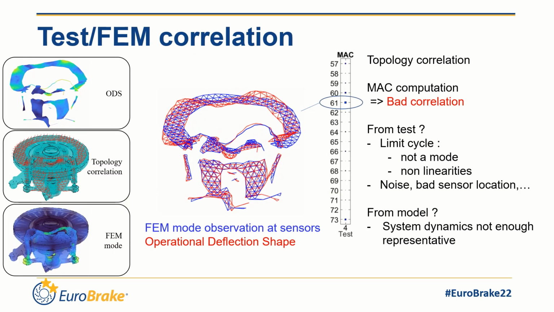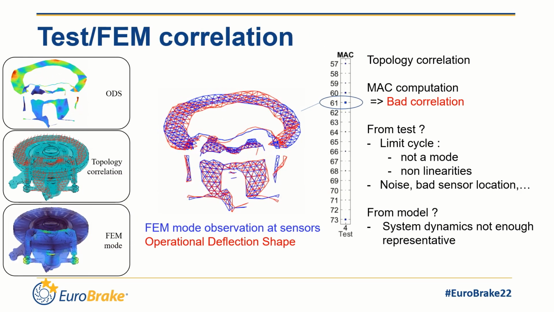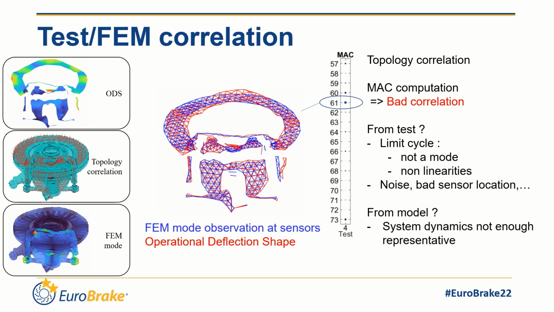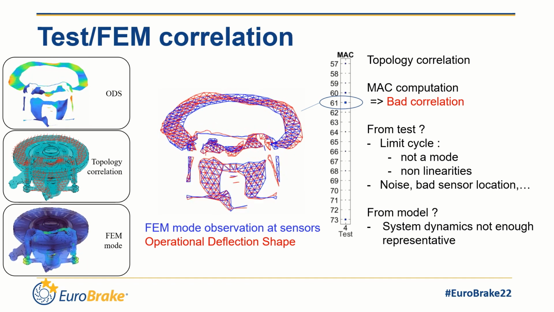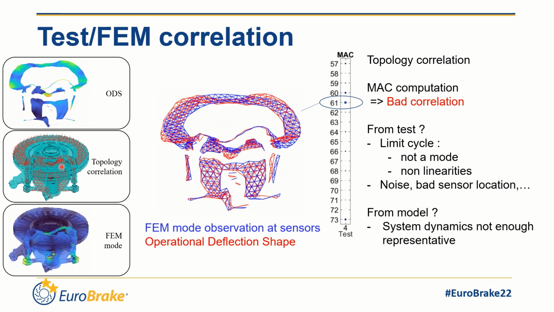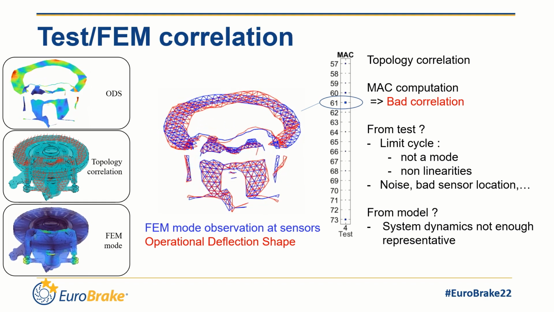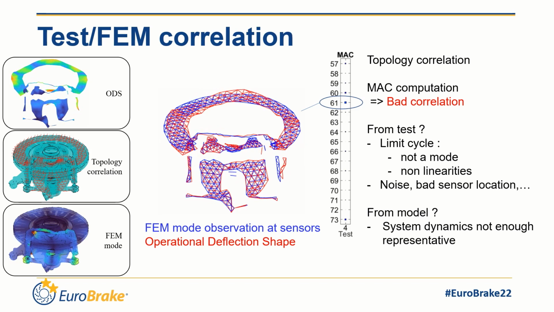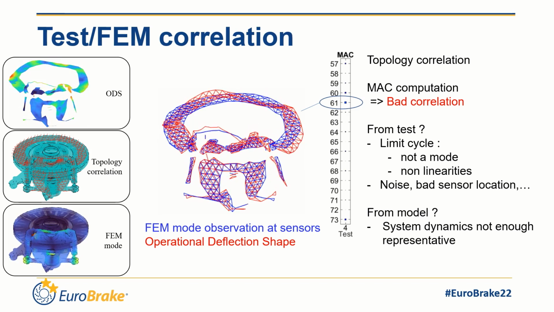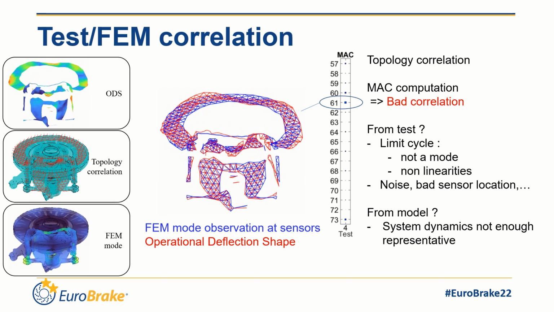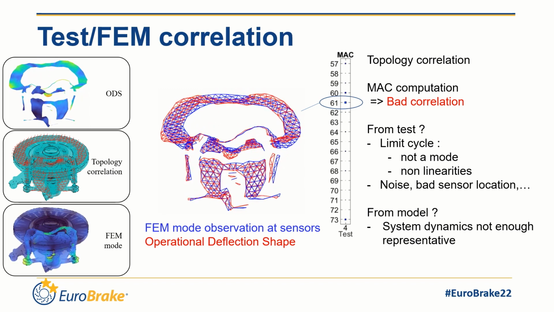The test versus FEM correlation must thus be checked. To do so, the experimental ODS and numerical mode shapes are compared. With the topology correlation here, the test wireframe is superposed to the FEM mesh to observe the numerical shapes at sensors. The animation shows in blue the observation of one particular FEM mode, and in red the ODS.